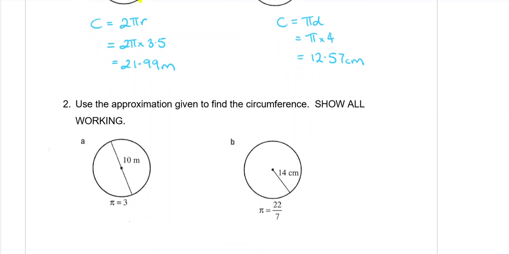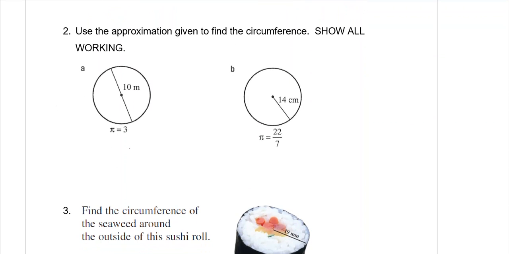Okay, now before we had such wonderful calculators that we could use, we had other approximations for pi that weren't quite as accurate as our calculator. So occasionally you'll get a question that says use the approximation given to find the circumference. In these questions, the first one says we want to use pi is equal to 3. Okay, so we're just cutting off all the decimal places and using pi is equal to 3. And in the second one, we're using this fraction, pi is equal to 22 over 7. There are a few different things that you can be asked to use as an approximate value for pi, but these are some of the more common ones.